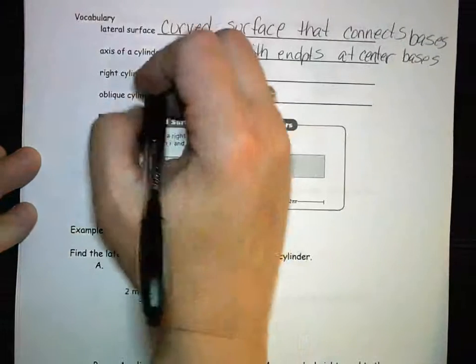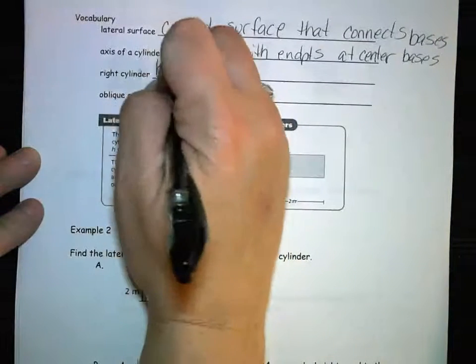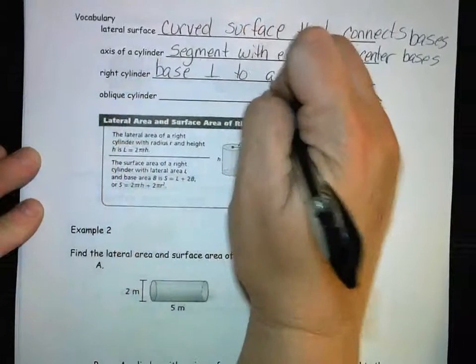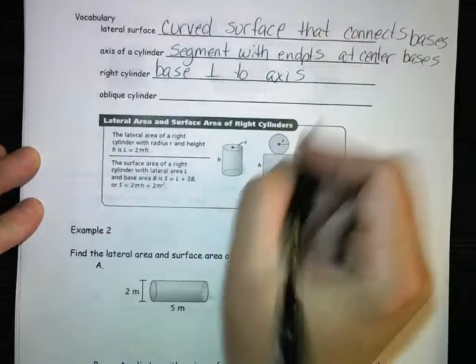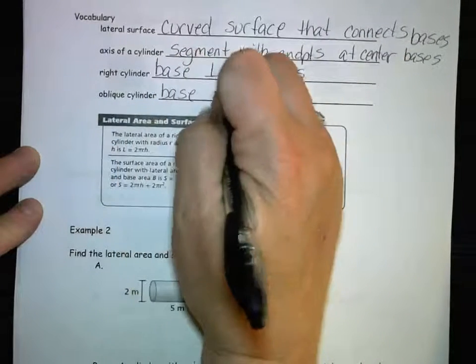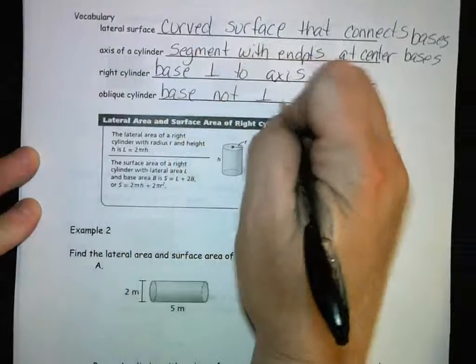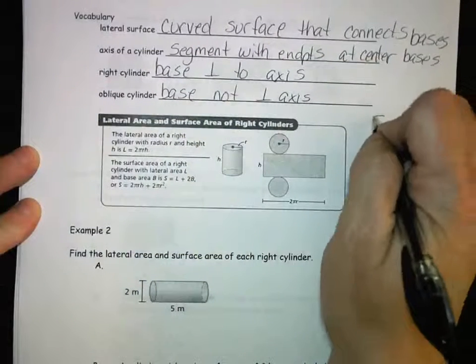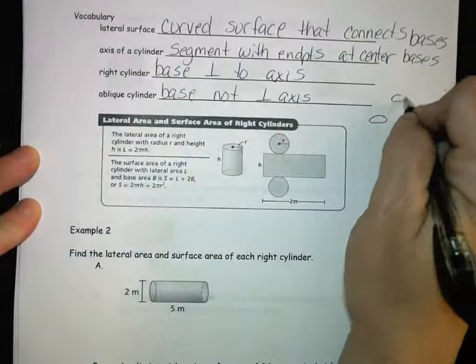A right cylinder, your base is perpendicular to that axis, and in an oblique cylinder, the base is not perpendicular to the axis. And I'm going to try to sketch an oblique cylinder.